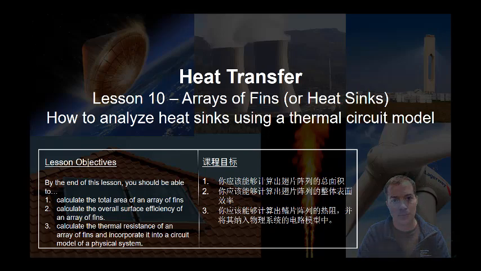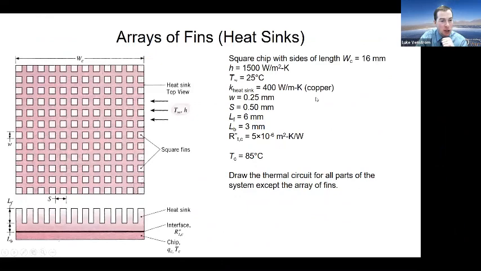On with the lesson. I actually want to move to an example because we're in a position now to start thinking about how to take the work that we did for one fin and apply it to an array. A couple of things to do before then, but I think it's helpful to put this in context a little bit. So here is an actual problem, one that you could encounter for sure.